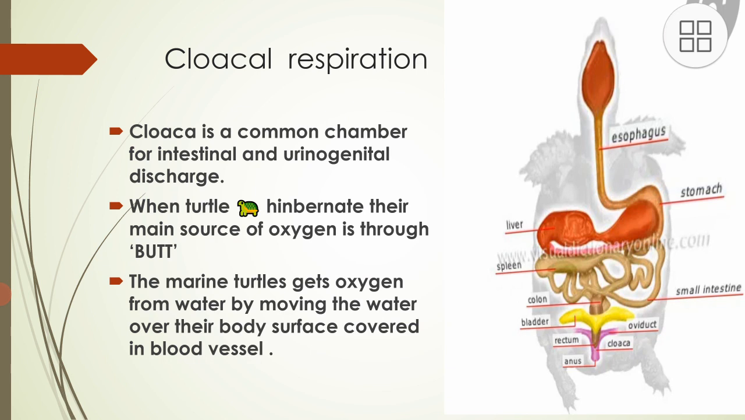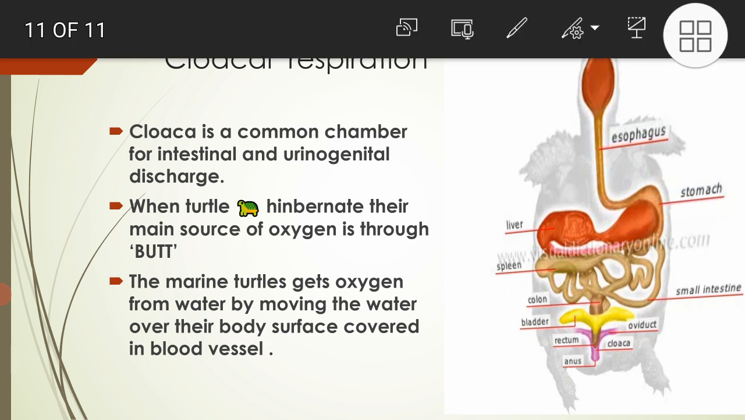Cloacal respiration. The final respiration we have is cloacal respiration, and it is a very interesting kind of respiration because it is done by turtles. When turtles hibernate, their main source of oxygen is through the cloaca. They get all the oxygen through the opening where they excrete. Marine turtles get oxygen from water by moving the water over the body surface covered in blood vessels. Cloaca is a common chamber for intestinal as well as urinogenital discharge. Through that opening, the turtle gets oxygen and respires when hibernating and when inside the water, because turtles are marine.